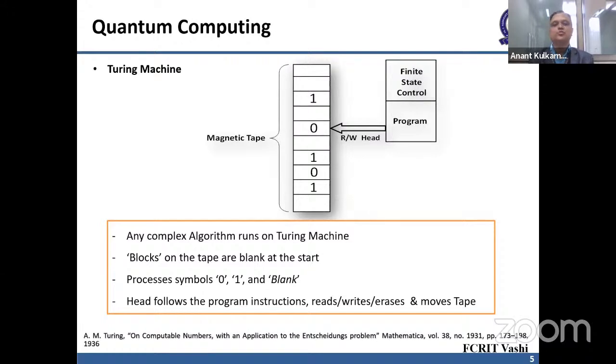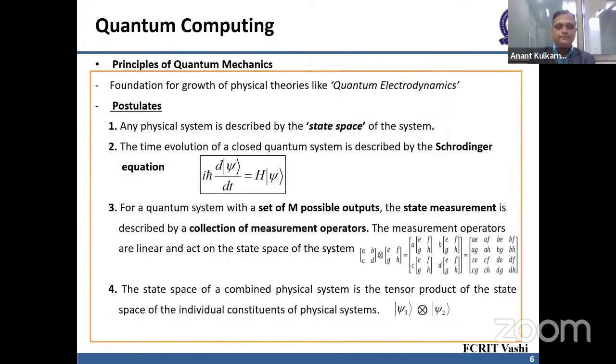Now, at the beginning of this Turing machine, some blocks on the tape are blank at the start. What this Turing machine does is process the symbols 0, 1, and blank. What the head does, all of us are familiar with, if you have seen magnetic cassette recorders or cassette players. The head follows the program instructions, whether to write, read, keep it blank, erase, or move the tape. All these things are done by the head. So this Turing machine plays an important role in computing.